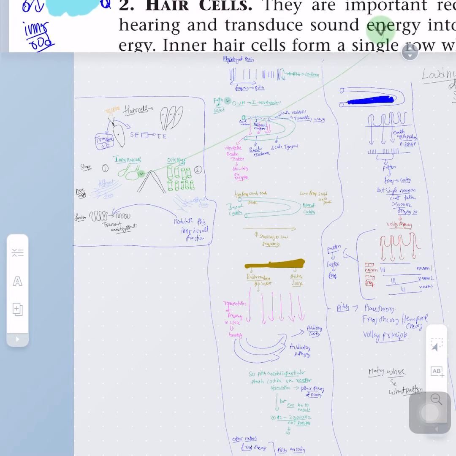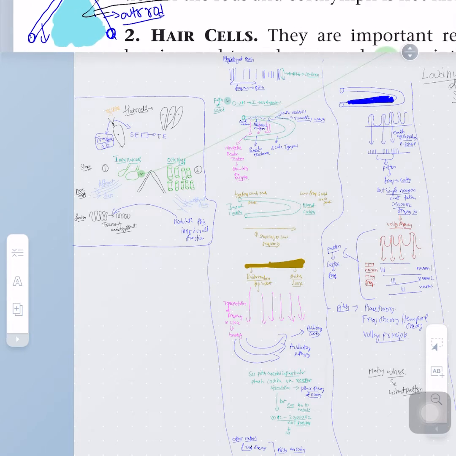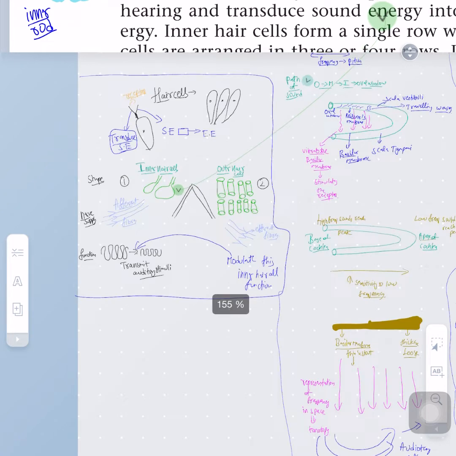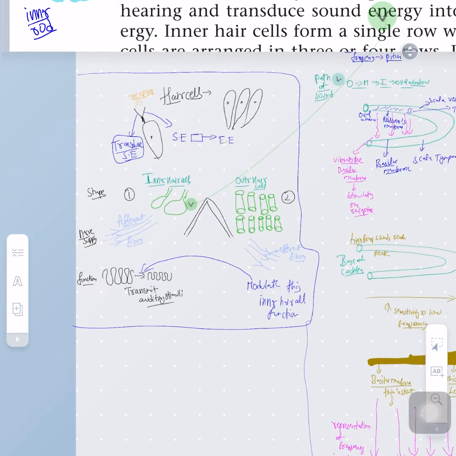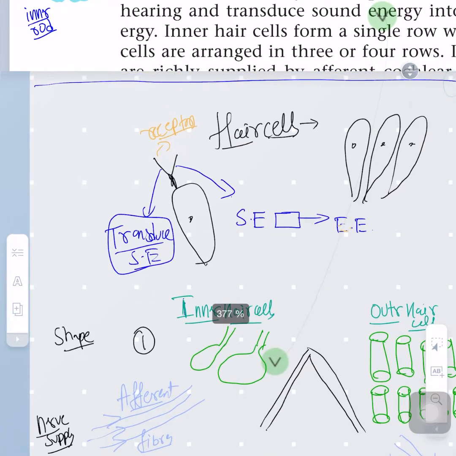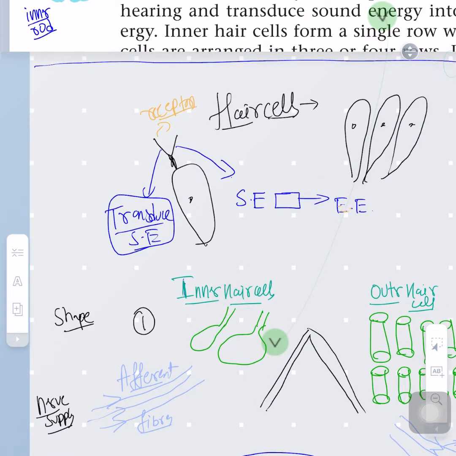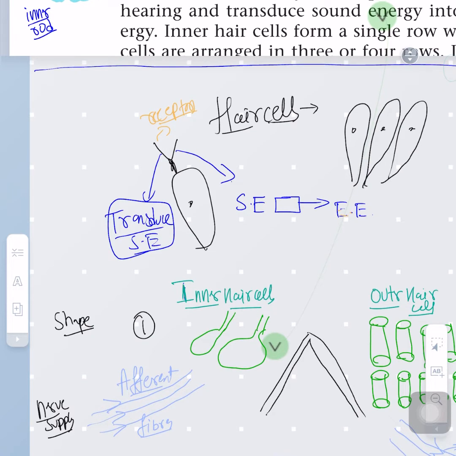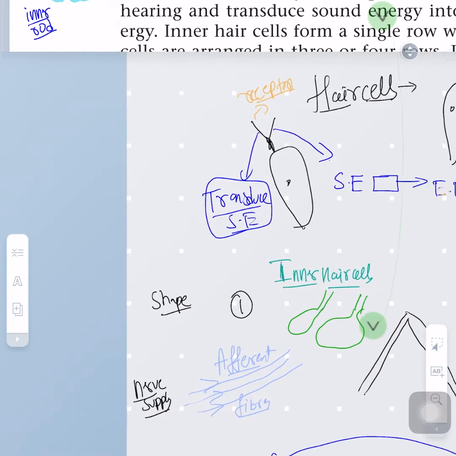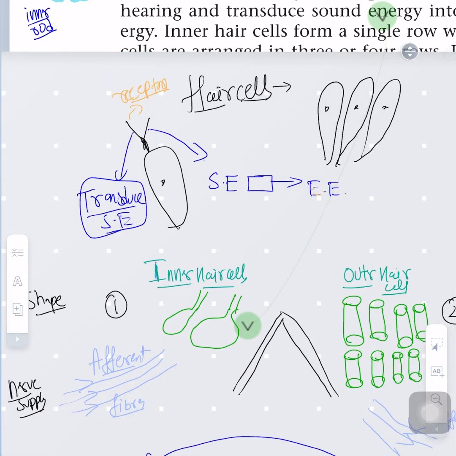Then we talk about the hair cells. Well, this is very important. What are hair cells? See, hair cells are basically receptors. These are the receptors which are present in two forms, mainly the inner hair cells and the outer hair cells. Mainly these receptors help in two main things. One is the transduction of sound energy, the conversion of sound energy into electrical energy. Well, almost similar sounding, right?